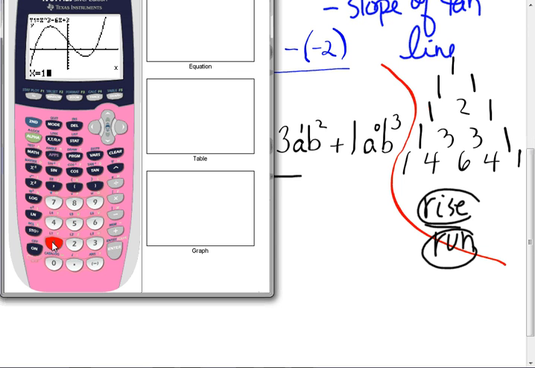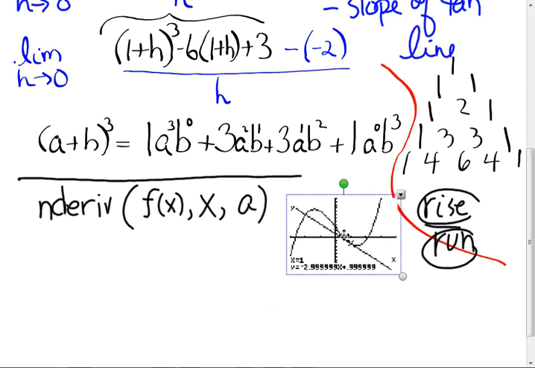I typed in 1, and I press enter. It should go to that point and draw the tangent line. And they give you the equation of the line. That's kind of cool. But there's another function on your calculator which will give you just the slope.